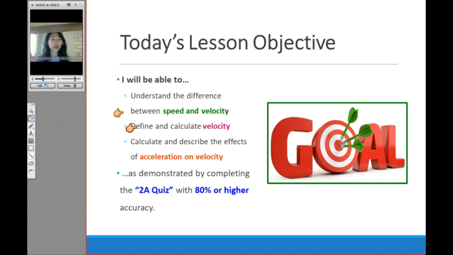So you should understand the difference. Speed and velocity, oftentimes in everyday language, mean the same thing to us. But in physics, they actually mean something a little bit different. That's what we're going to go over today. We're also going to learn how to calculate velocity as well as acceleration, which is related to velocity. We'll calculate and learn how acceleration affects velocity. So that's what we're talking about today: speed, velocity, and acceleration.